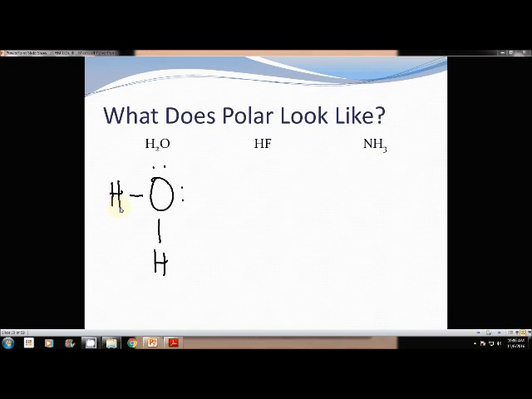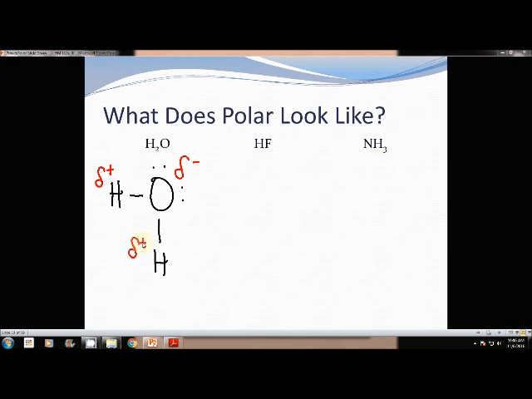And because the oxygen has those extra unshared pairs, then we say it has a slightly negative charge. So there's my delta, and then you put a little negative sign for the charge. If the oxygen is slightly negative, then each of the hydrogens gets its own slightly positive charge. Okay, so that would be a polar molecule.